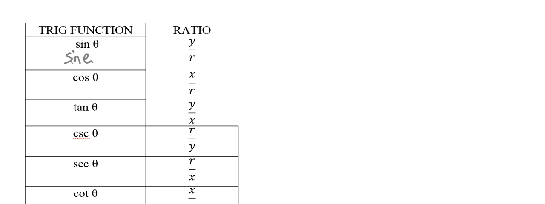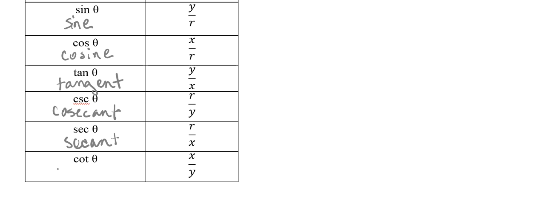This is sine, cosine, tangent, cosecant, secant, and cotangent. The typed part are their abbreviations, and that's what you'll see most of the time. I wrote in what their names are.